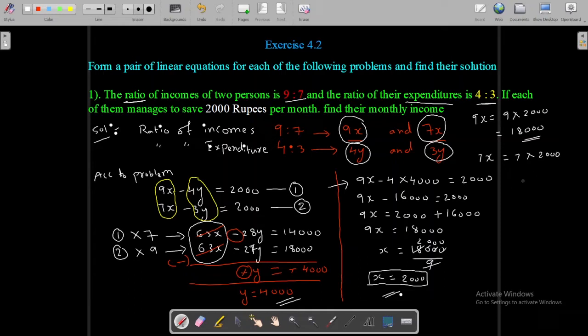So if I calculate, I will be getting 14,000 rupees. So this is for the first person and this is for the second person. So these are their monthly incomes. I hope that you understood this problem. Let us solve the next problem.